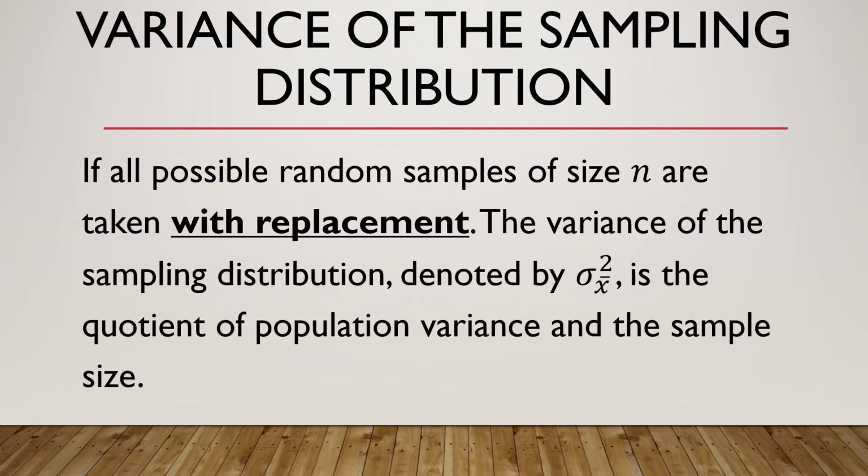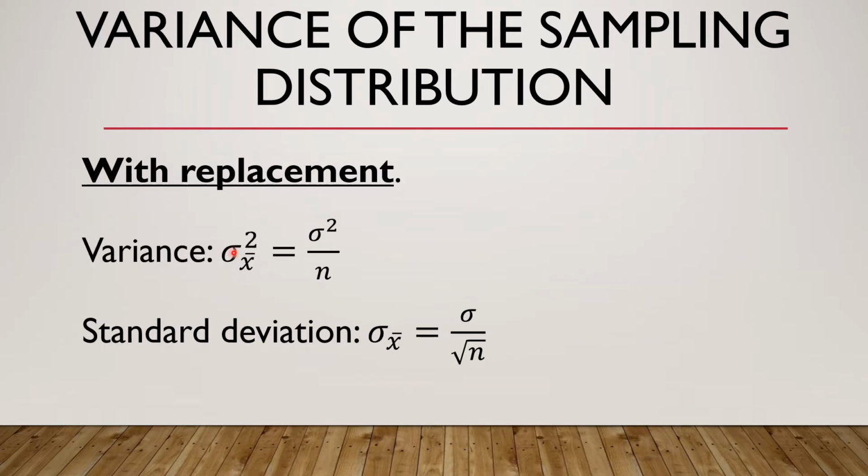Now the variance of the sampling distribution with replacement: if all possible random samples of size n are taken with replacement, the variance of the sampling distribution, denoted by this symbol sigma squared sub x bar, is the quotient of the population variance and the sample size. In symbol, the variance of the sampling distribution is equal to the variance of the population divided by the sample size. The standard deviation will be the standard deviation of the population divided by the square root of the sample size.